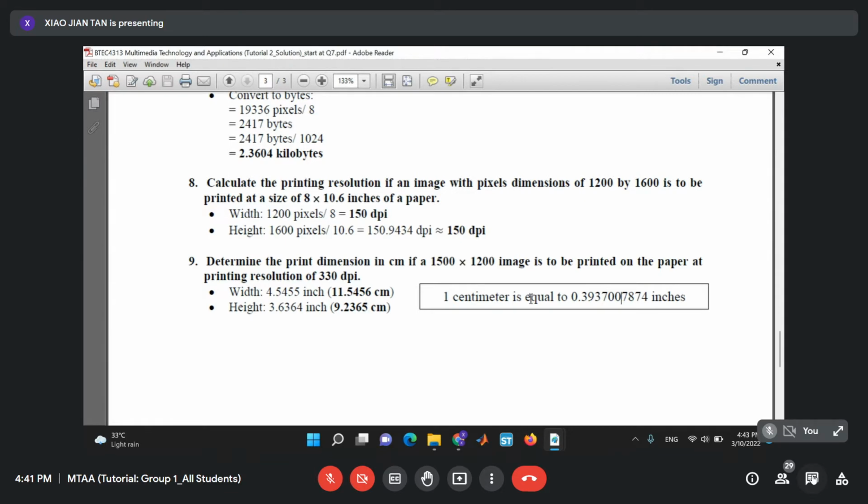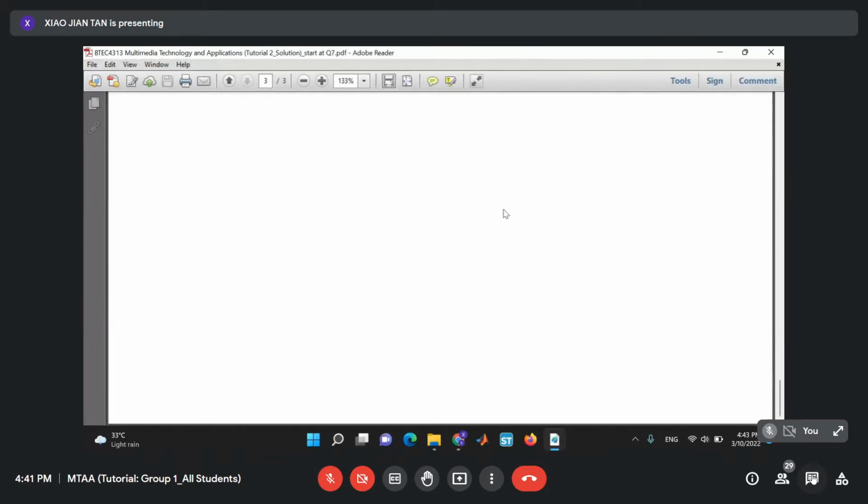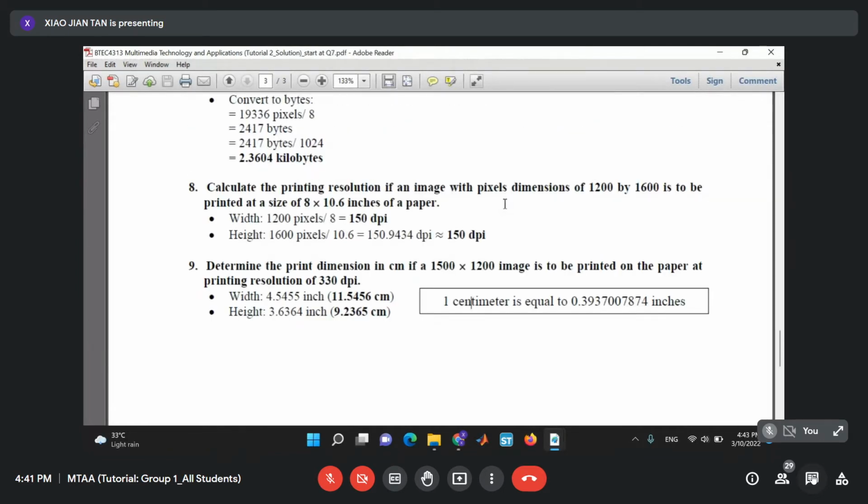So for this one, basically you just divide, okay? So this inch will be this cm, and this one will be this cm, okay? I think that's all.